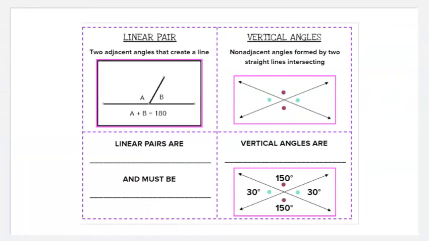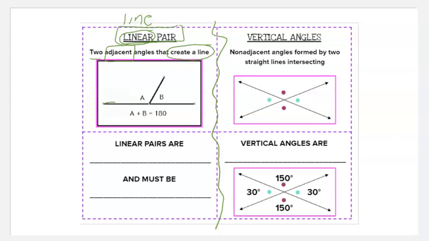Next set of pairs, we have linear pair and vertical angles. So we'll start by talking about linear pairs. Linear pairs are two adjacent, so touching, angles that create a line. You see linear, there's that word line in it. So it's two adjacent angles that create a line.